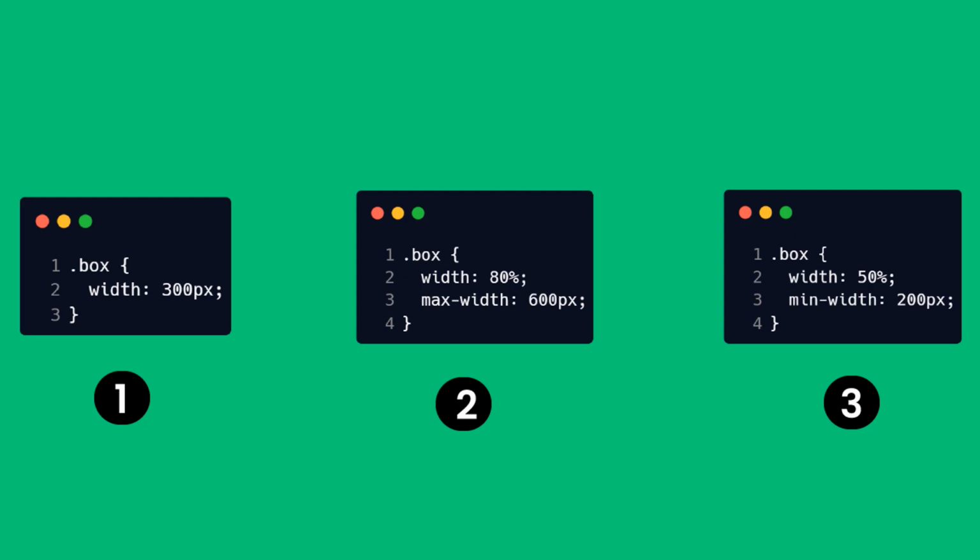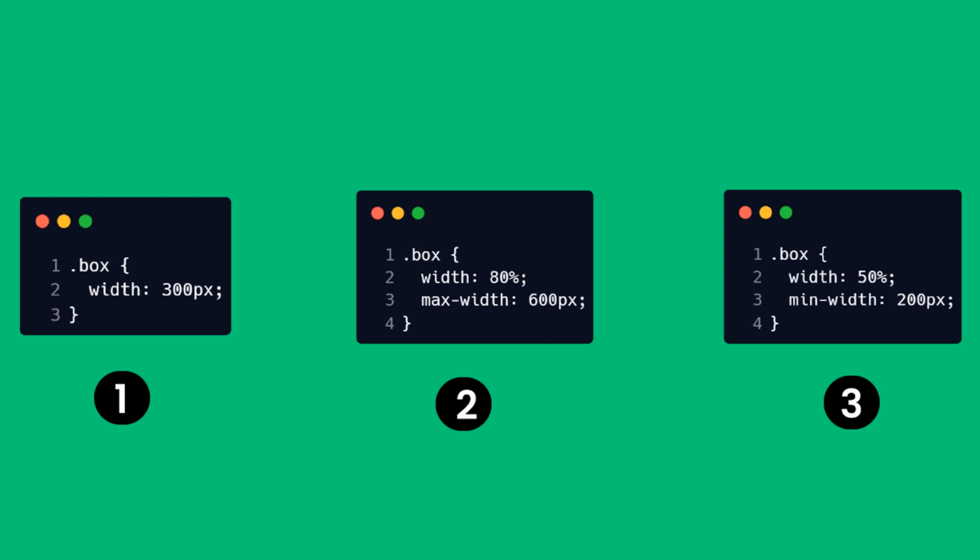Next, here the box is set to 50% of its parent's width, but it cannot shrink smaller than 200 pixels because of the min-width property. This ensures the element remains at least 200 pixels wide even on smaller screens or tight spaces.